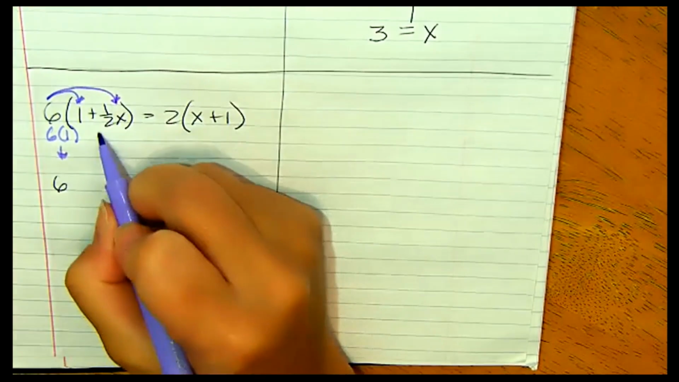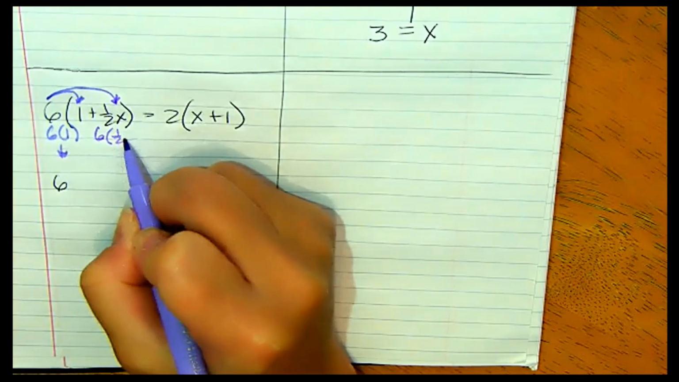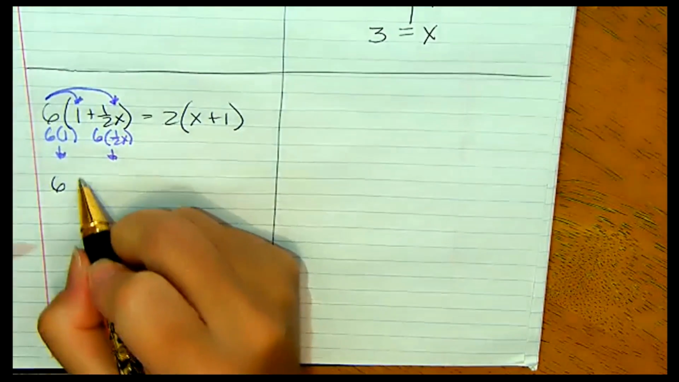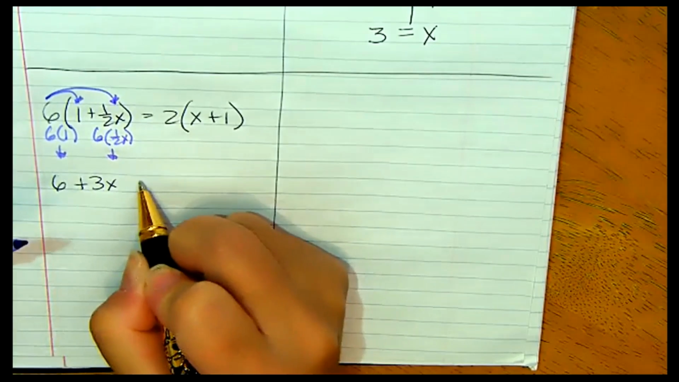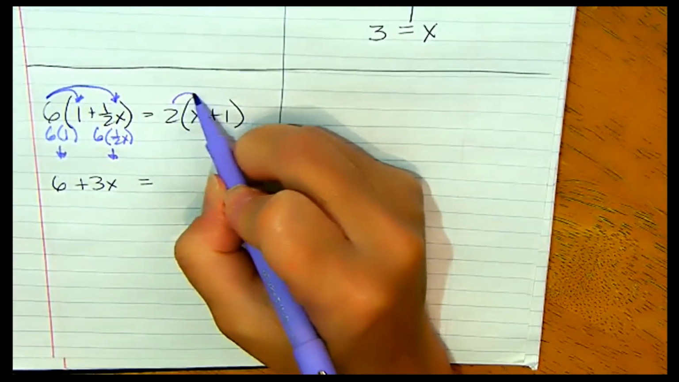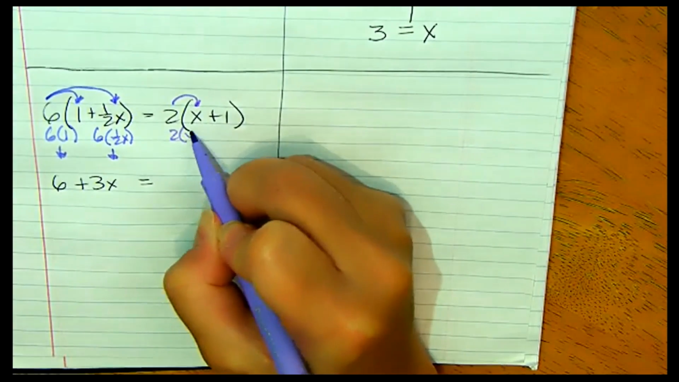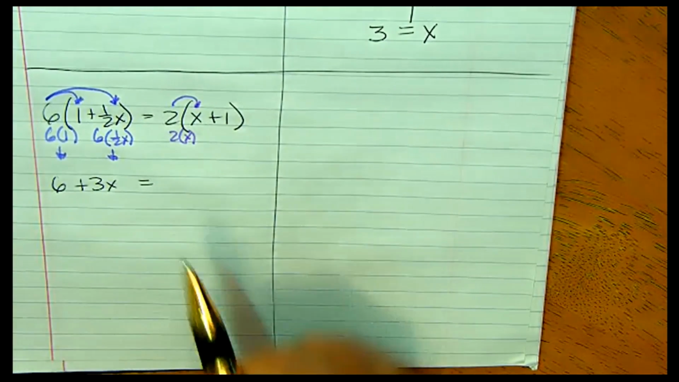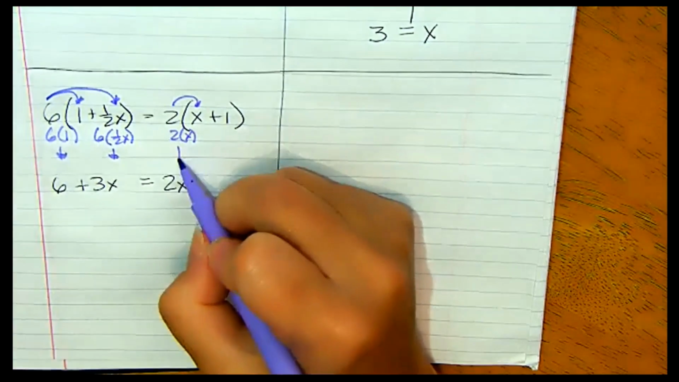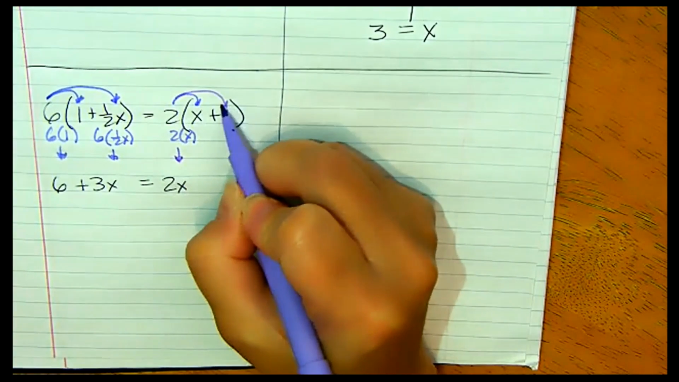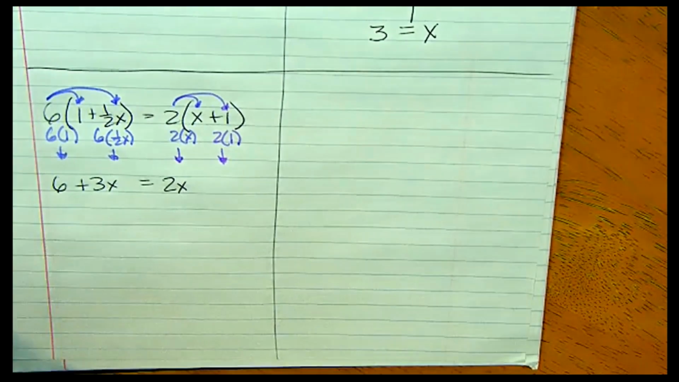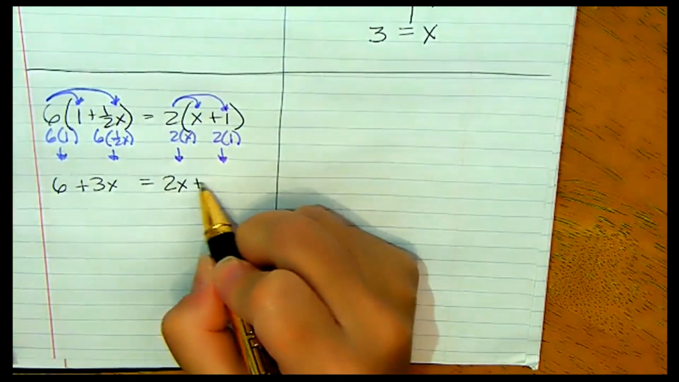Let's take this one. 6 times 1/2 x is going to be positive 3x. Two times x is 2x. And then 2 times 1 is going to be positive 2.